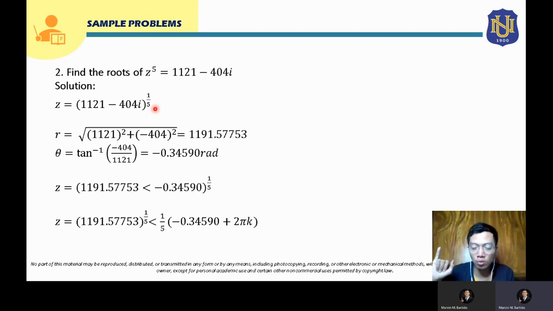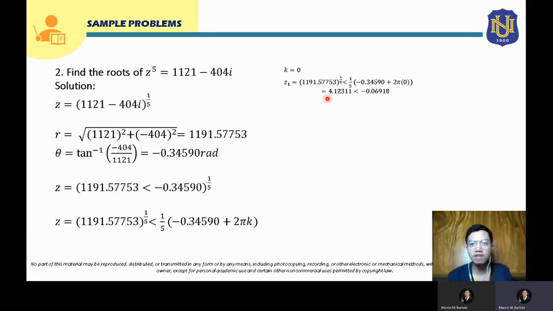So your values for k will be k is equal to 0, 1, 2, 3, and 4. So there will be 5 values of roots for this problem. This will become our working formula. We're just going to substitute values of k here. For k is equal to 0, if we substitute k is equal to 0, what will happen here is that 1191.57753 raised to 1/5 will be equal to 4.12311 angle of negative 0.